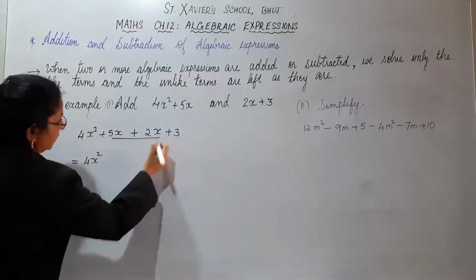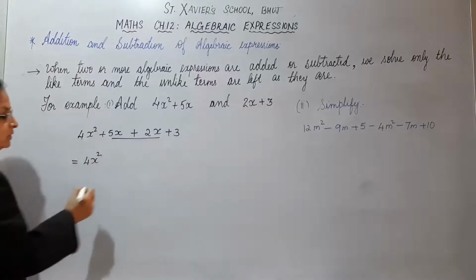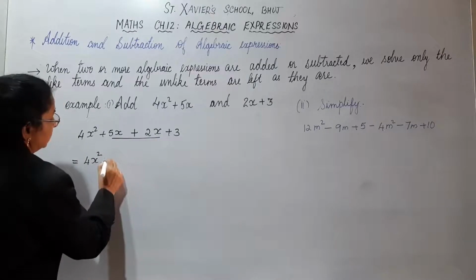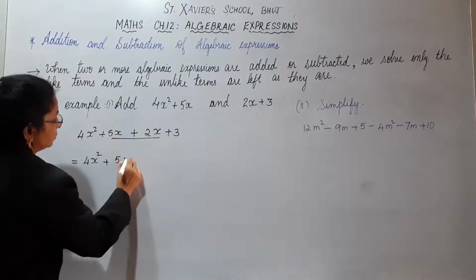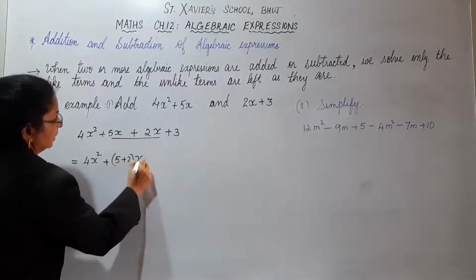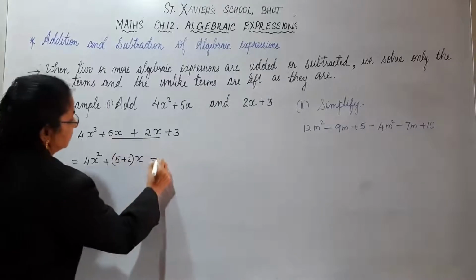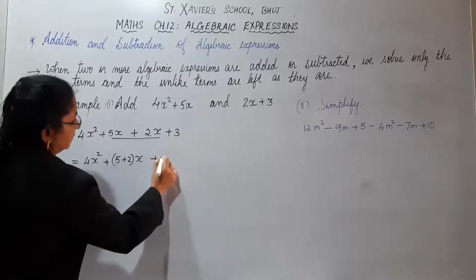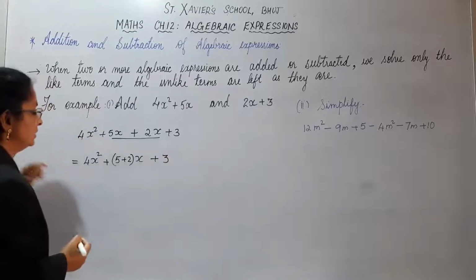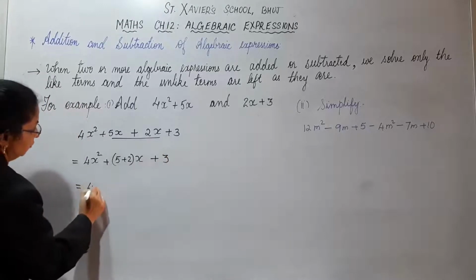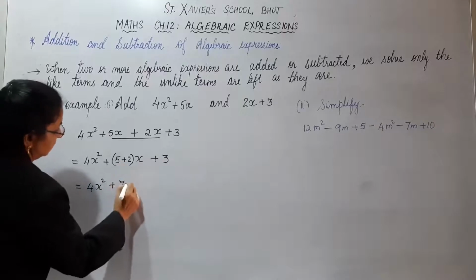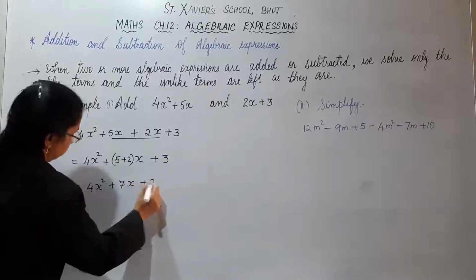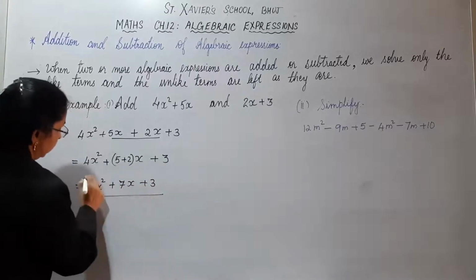Now 5x and 2x are like terms, so we will add the coefficients. So 5 plus 2 into x. Plus 3 is also an independent term, a constant, which we write as it is. Now the answer is 4x square plus 5 plus 2 is 7x plus 3. This is the answer.